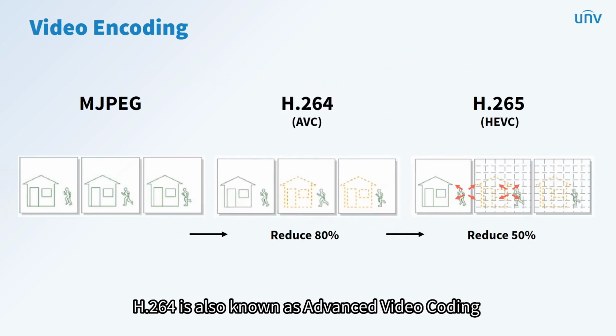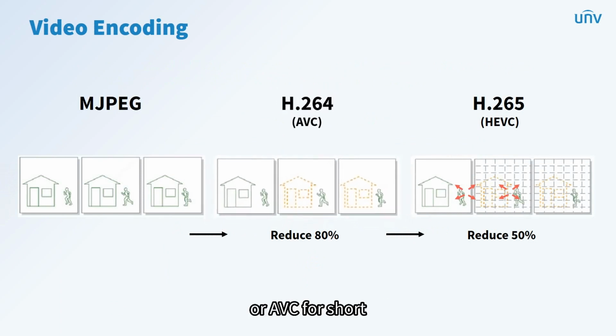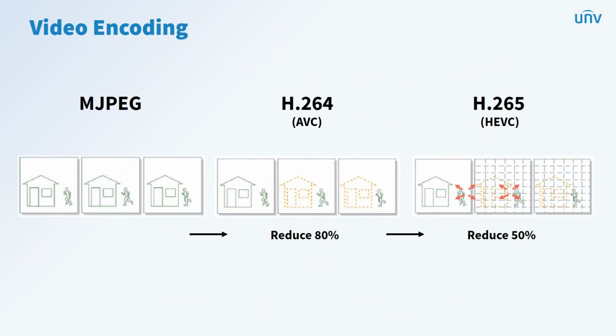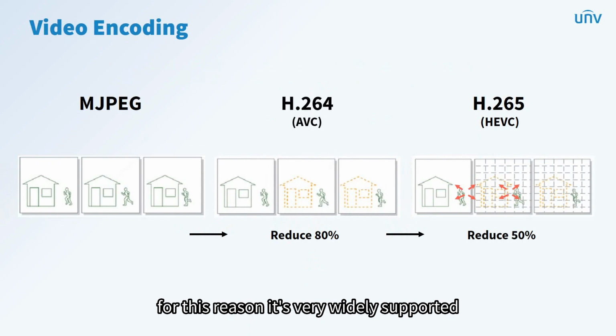H.264 is also known as Advanced Video Coding, or AVC for short. It is by far the most commonly used standard, as it provides a significantly better bitrate over its predecessor. For this reason, it's very widely supported, and we will rarely run into support issues.